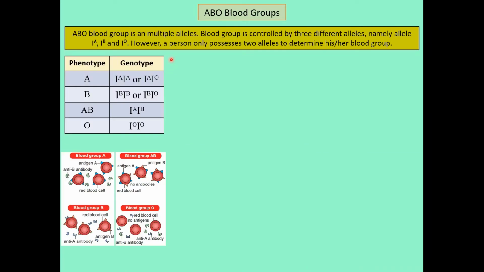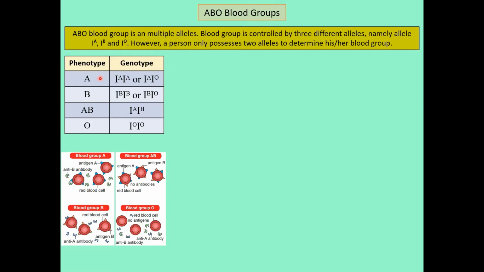ABO blood groups. ABO blood group is an example of multiple alleles. Blood group is controlled by three different alleles, namely alleles IA, IB, and IO. However, a person only possesses two alleles to determine his or her blood group. Both alleles IA and IB are dominant alleles, whereas IO is a recessive allele.